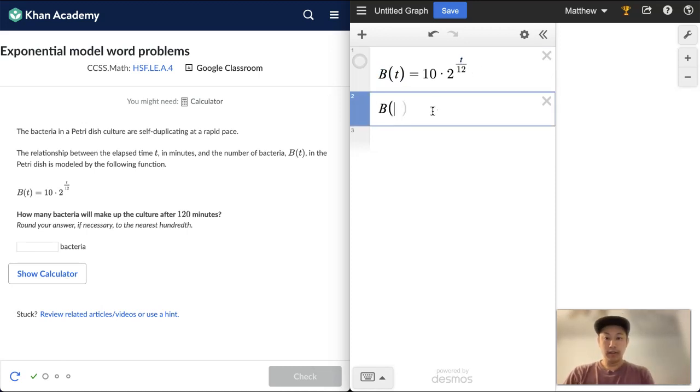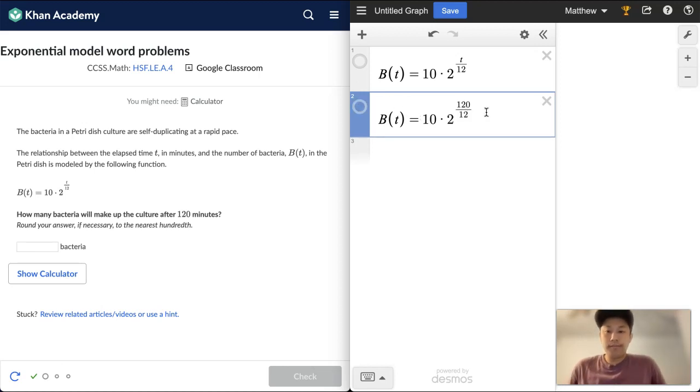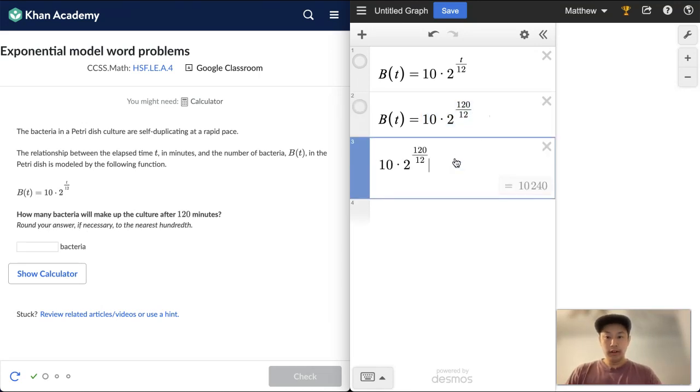So really, I'm just doing this, right? B of t equals 10 times 2 to the power of 120 over 12. We're solving for how much bacteria, and the way the function is written, it's already isolated. So we just need to evaluate this, which we'll do with the calculator. Round your answer if necessary to the nearest hundredth. Okay, so let's actually figure out what this is. It's going to be 10,240.